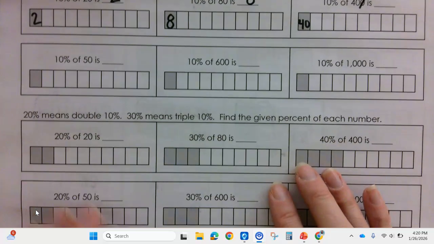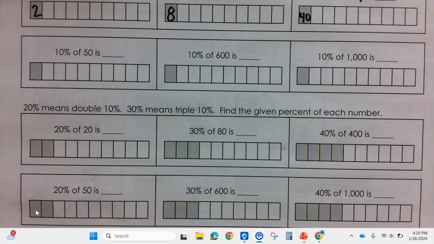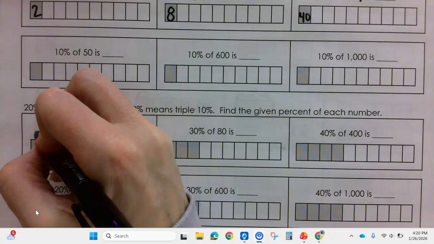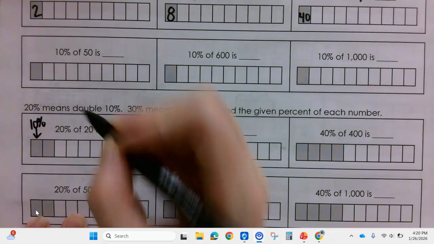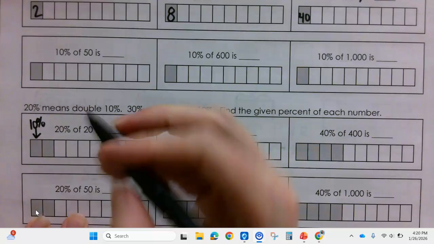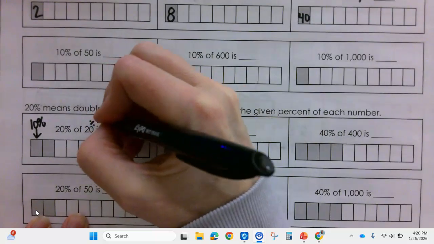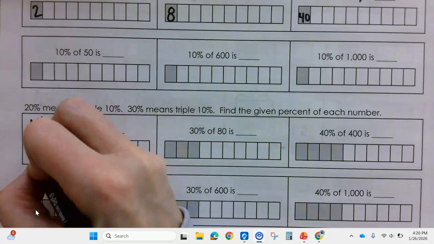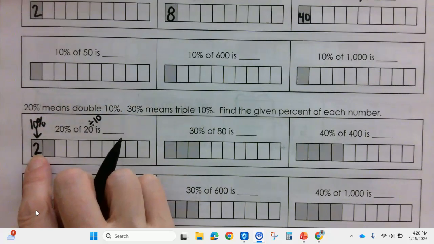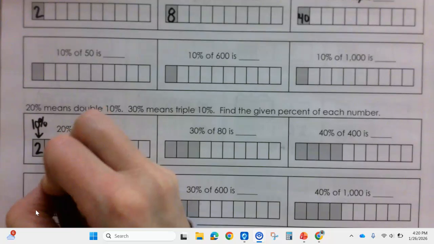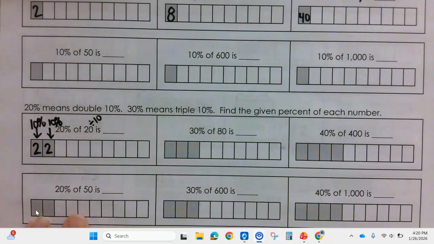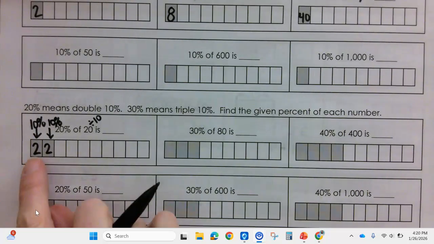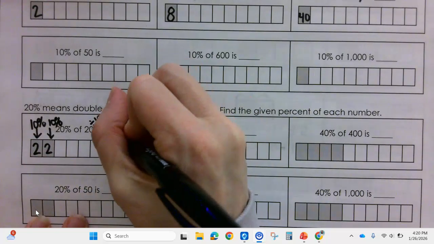All right, then when we get down here, we're going to find other percents that are multiples of 10%. So what I would do is I would figure out what 10% is first. So take your whole number, divide it by 10. So 10% would be 2. That means this box here is 2. 10% plus another 10% would give us 20%, and they're going to be the same exact thing. They have to be equal. So 2 plus 2 is 4.